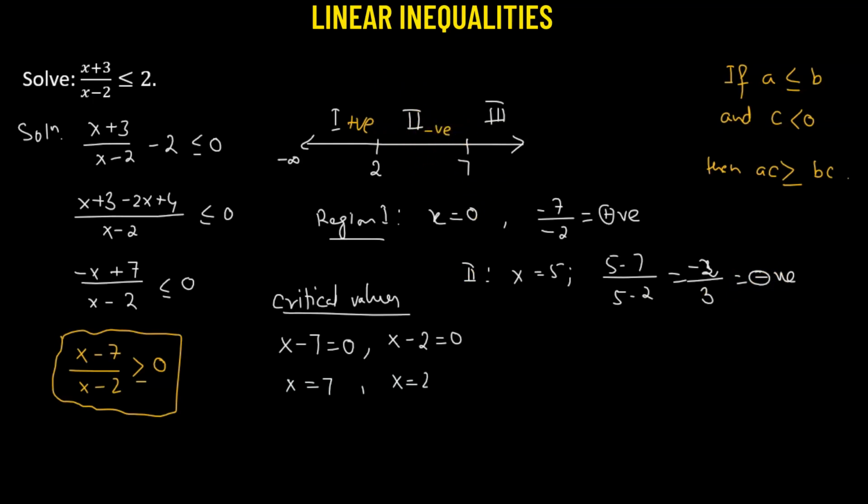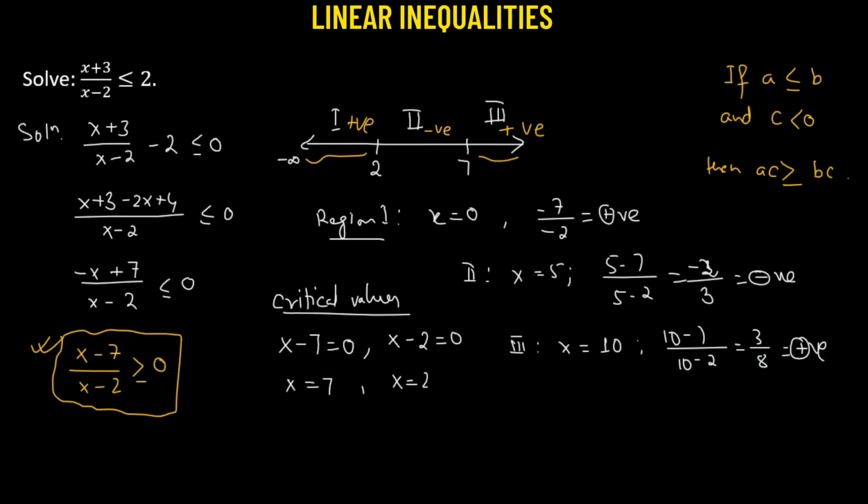And for the final third region, we are going to consider another value of x. So let's say x equals to 10 and substitute into the rational expression. So we have (10 - 7)/(10 - 2). So that's 3 over 8, which is a positive value. So any number of x which is greater than 7 is going to give us a positive value. Now coming back to our linear inequality, we have to find the region along this real number line where (x - 7)/(x - 2) is positive. So clearly it's region number 1 and region number 3 where we have positive values. So this is the solution.